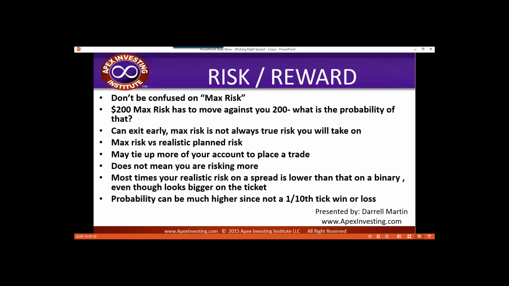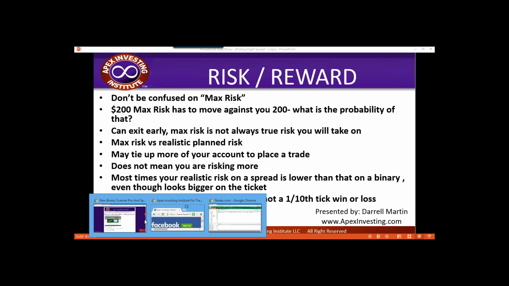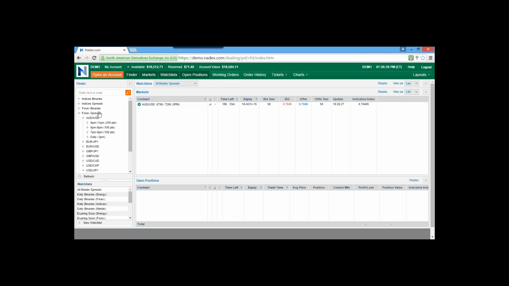And the first thing is max risk, okay? Don't be confused by that. We've talked about this before. Some of you are binary traders. If you're a binary trader, forget everything you know about binaries when you are trading spreads. They work nothing like binaries.